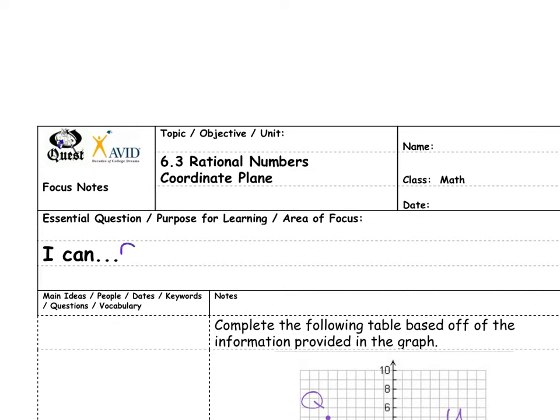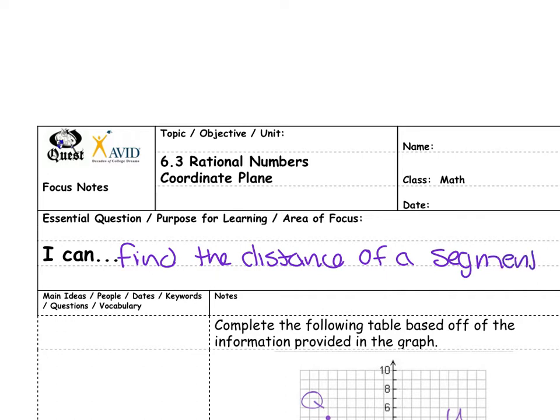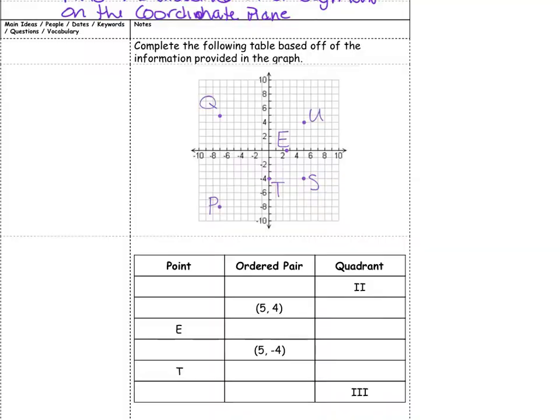Today we're going to continue our exploration of the coordinate plane, and we're going to be talking about how I can find the distance of a segment, like part of a line, on the coordinate plane. So we're looking for that distance. Don't forget to put your name and the date.